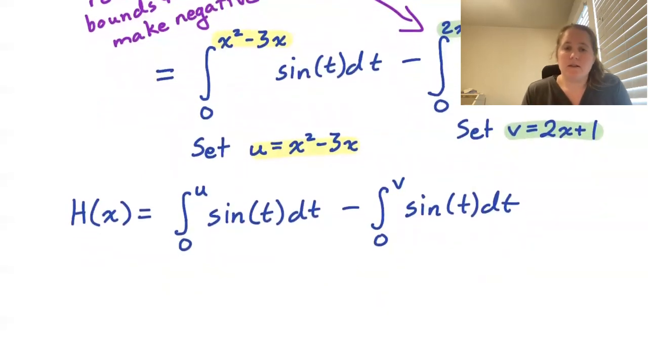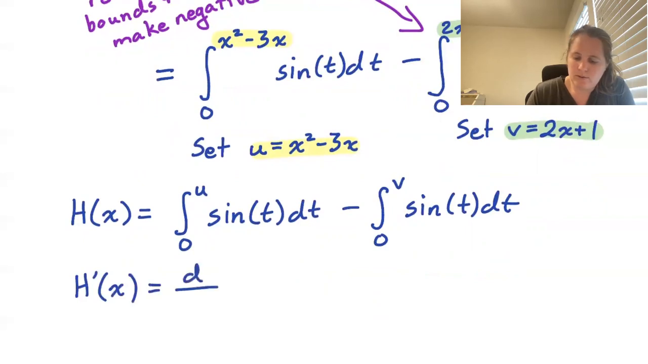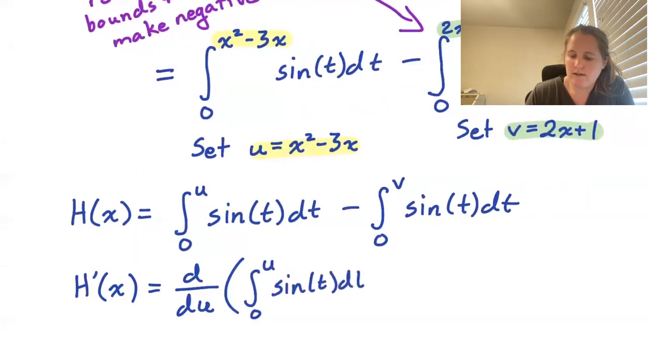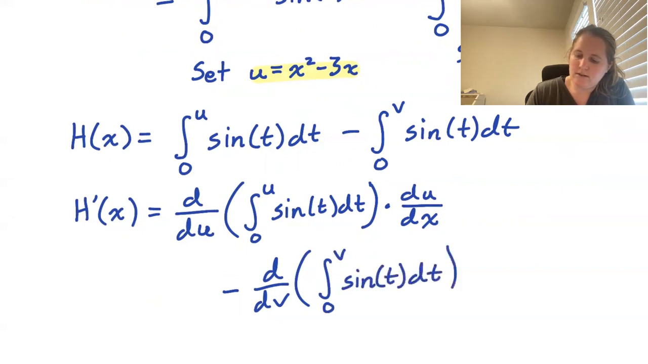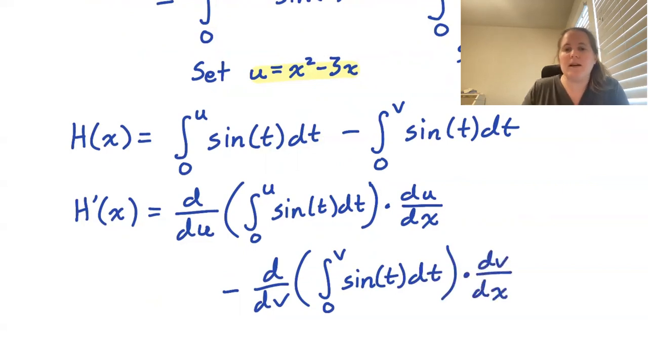When we go ahead then to take the derivative, we have h prime of x is equal to the derivative with respect to u of the definite integral from 0 to u of sine of t dt, multiplied by du dx, there's our chain rule. And then from that, we are subtracting the derivative with respect to v of the definite integral from 0 to v of sine of t dt. Chain rule, we then multiply by the derivative of v with respect to x.